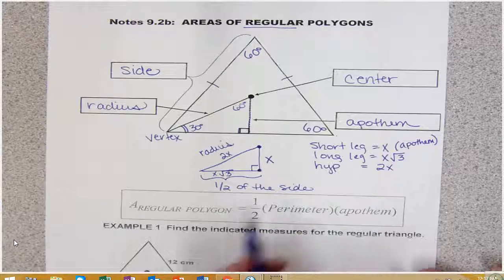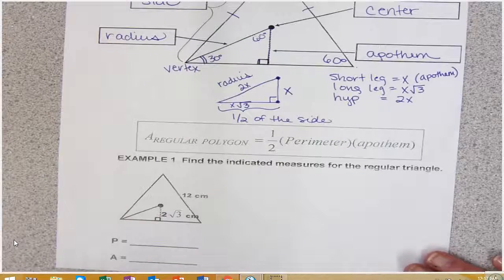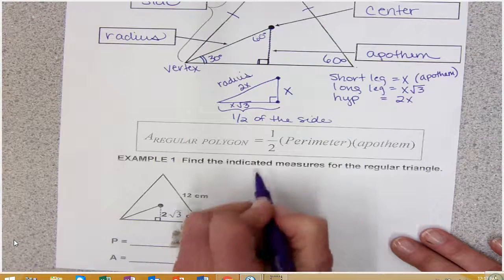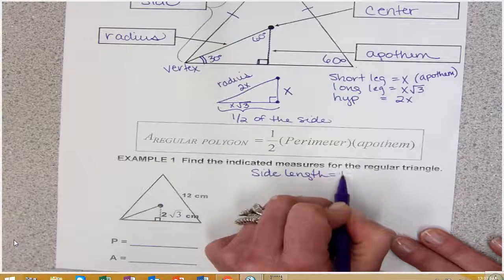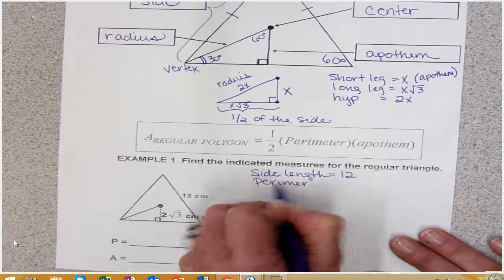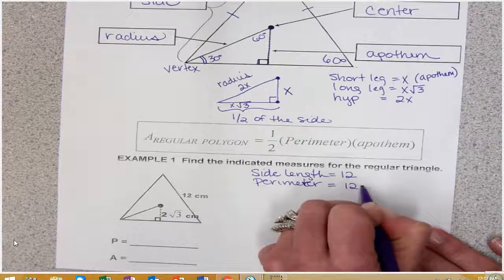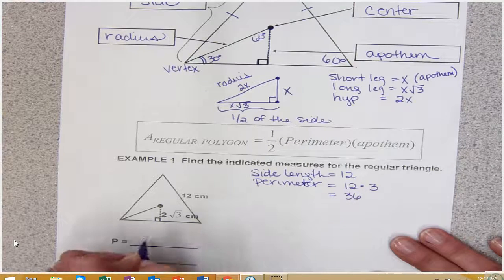So, we're going to use the exact same formula, be a good rule follower, and we're going to come down here. So we've got a side length of 12. So we already have the side length is 12. I can automatically find out my perimeter. Perimeter is going to be 12 times the number of sides, which is 3. That'll give me 36.